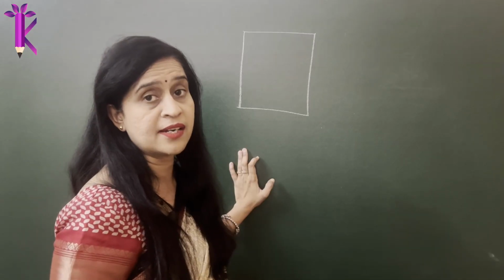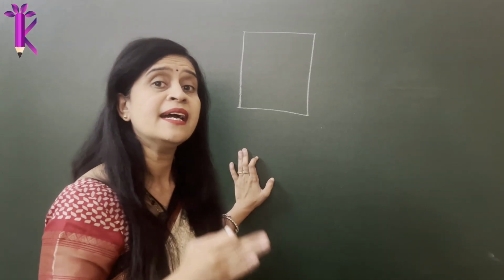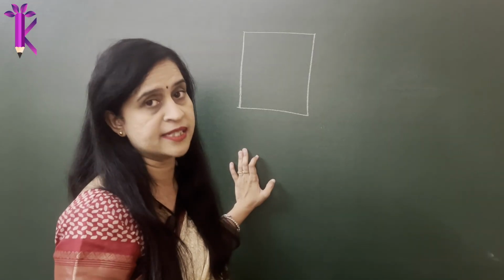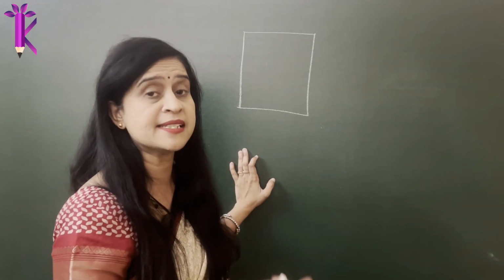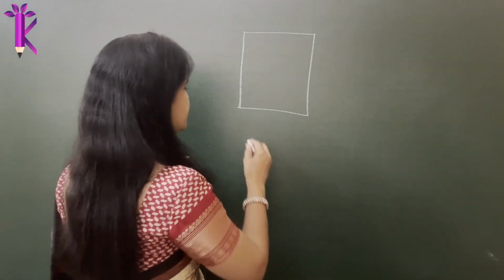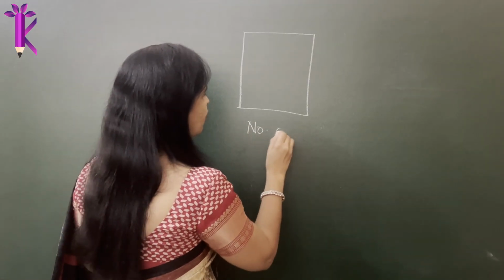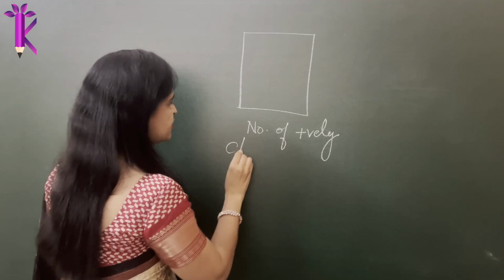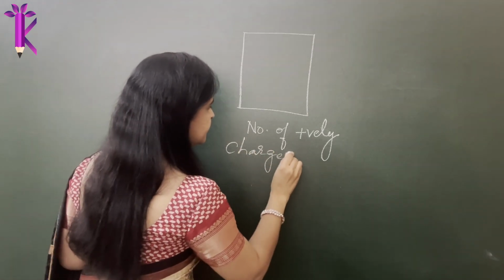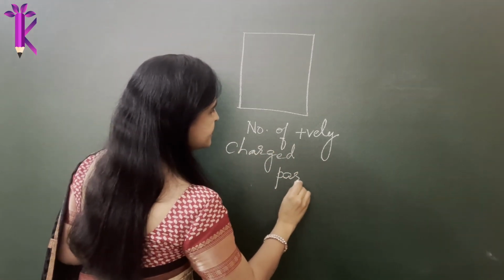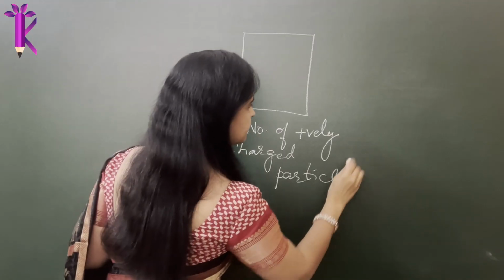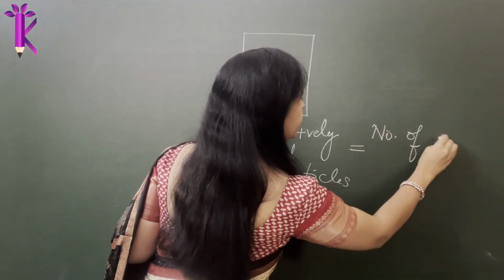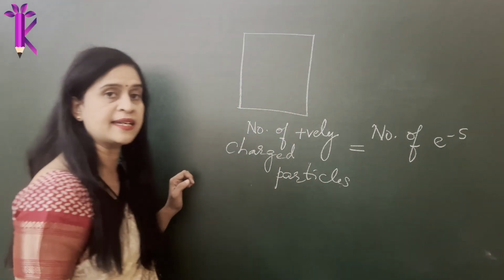What do you mean by this is not charged? It means it has an equal number of electrons and positively charged particles. So the number of negatively charged particles is equal to the number of positively charged particles. So the number of positively charged particles is exactly equal to the number of electrons, or negatively charged particles, in this case.